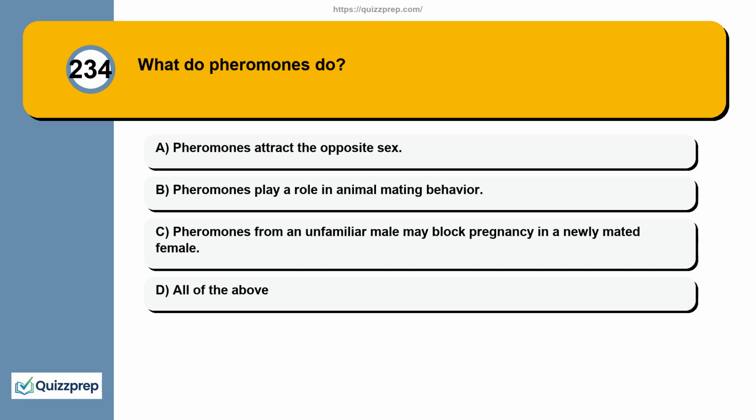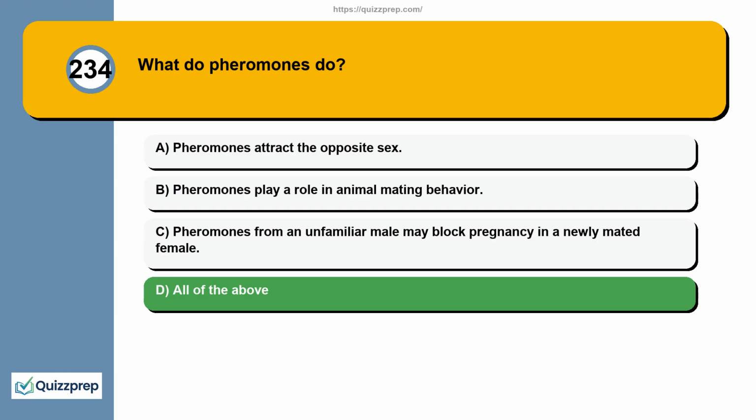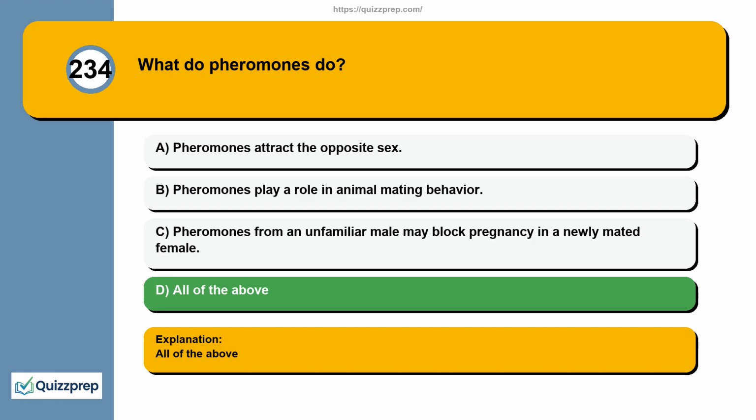Question 234. What do pheromones do? Option A. Pheromones attract the opposite sex. Option B. Pheromones play a role in animal mating behavior. Option C. Pheromones from an unfamiliar male may block pregnancy in a newly mated female. Option D. All of the above. The correct answer is option D. All of the above.